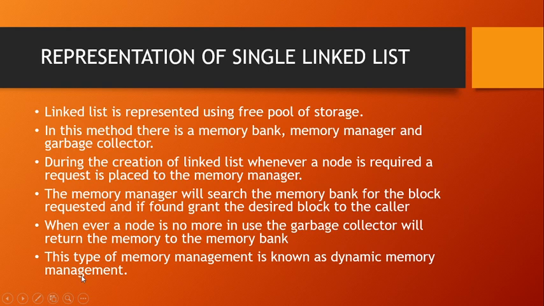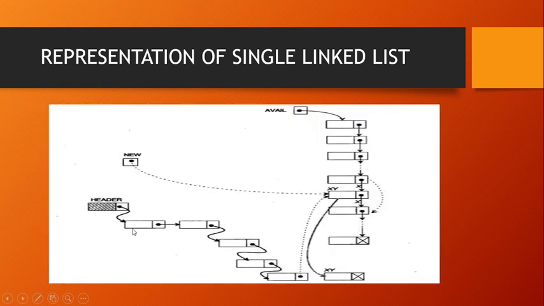So it's like this. We have nodes here. I require a new node. This is the last node and I want to create a new node. It will request the memory manager. The memory manager will look at the memory bank and see that there is some space. It will allocate the new block, and that block is allocated to this node. After using this, the garbage collector will deallocate it. That's the structure.